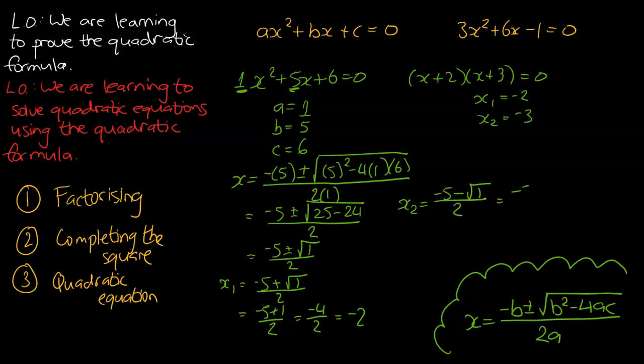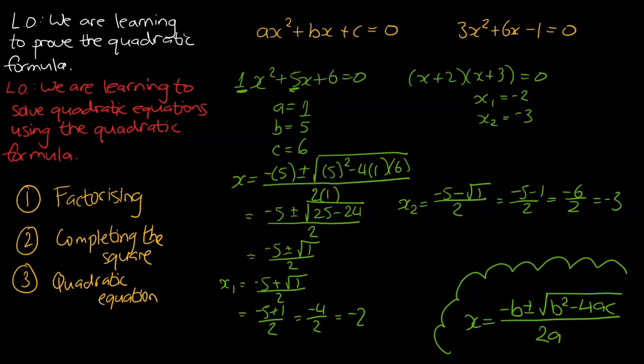That's going to be negative 5 minus 1 over 2. That's negative 6 over 2, which is negative 3. And that matches the second answer we were expecting. So hopefully you can see how this works. All you've got to do is find the A, the B, and the C values. And then that lets you figure out the X value for these.